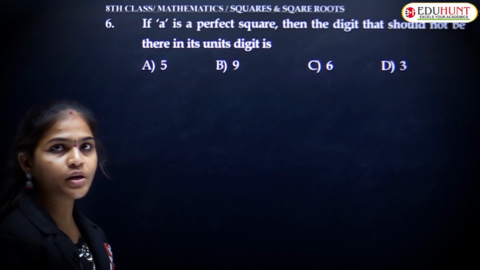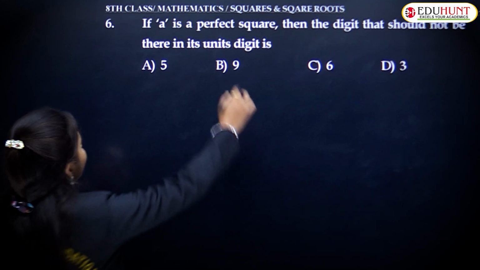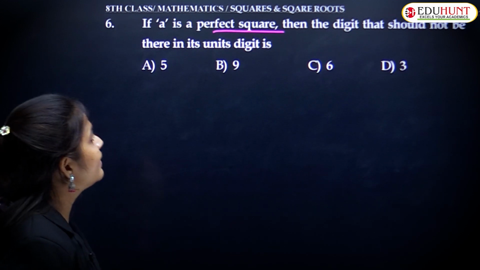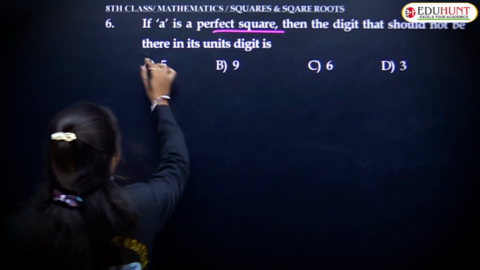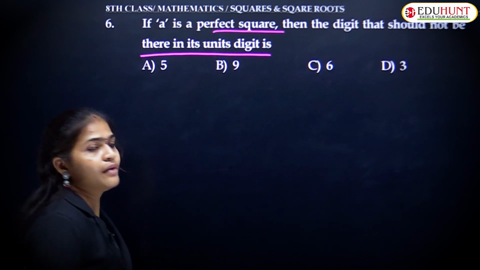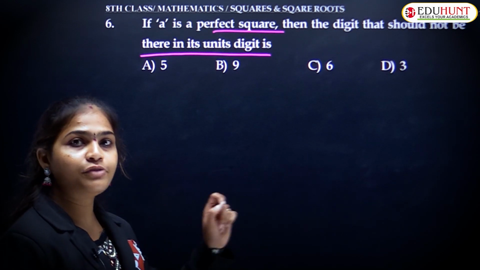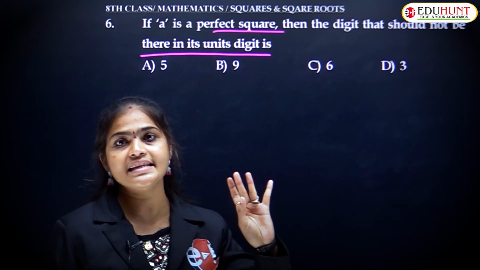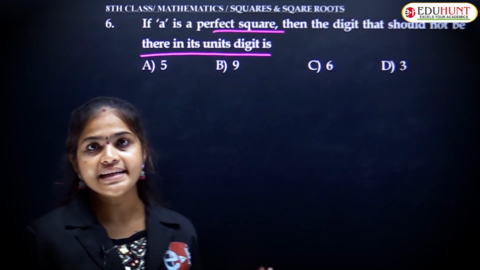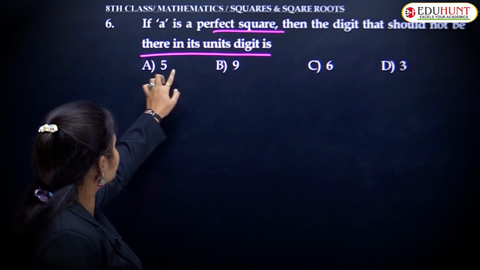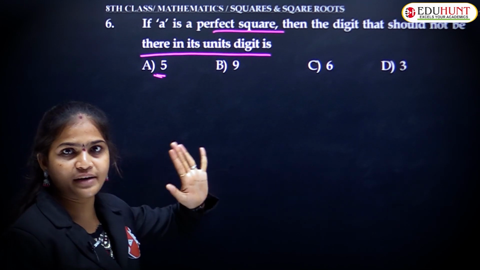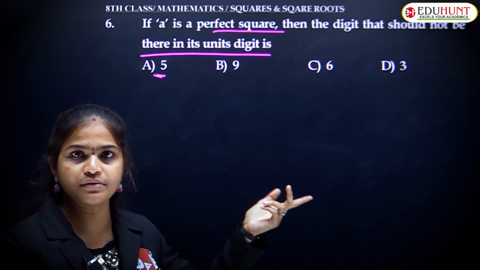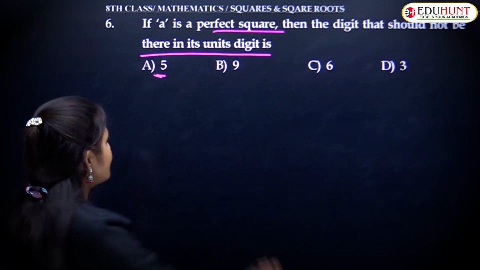So children, what is the 6th question here? If A is a perfect square, then which digit should not be in its units place? We know that condition, right? If a number is a perfect square, it never ends with 2, 3, 7, 8. As per the options, the first option is 5. Is a perfect square ending with 5? Yes, of course, 25. So the first one is correct.